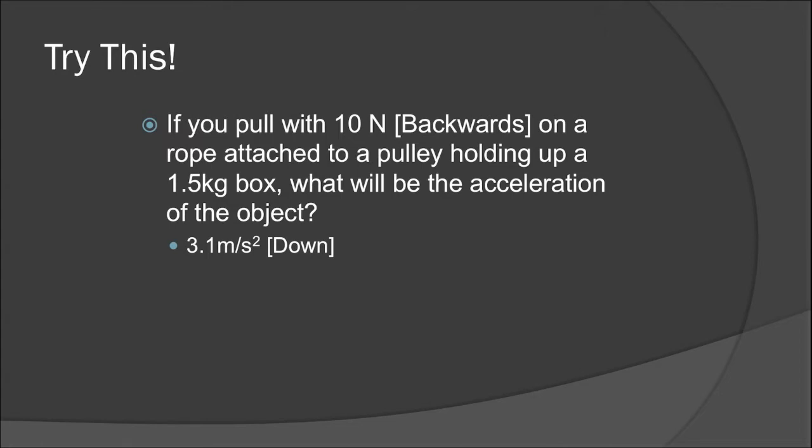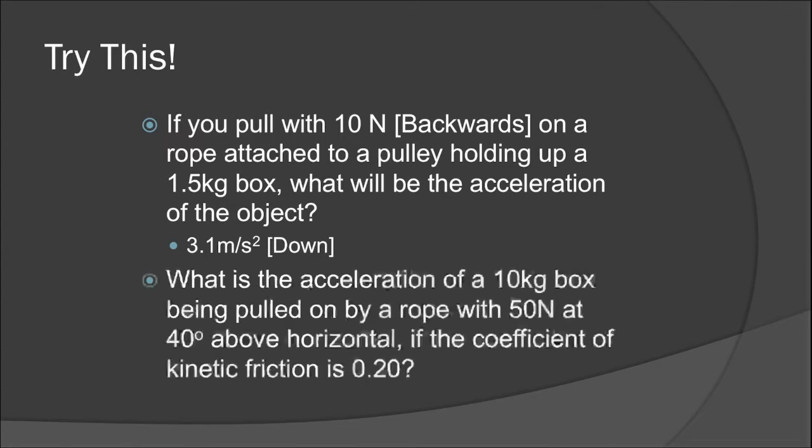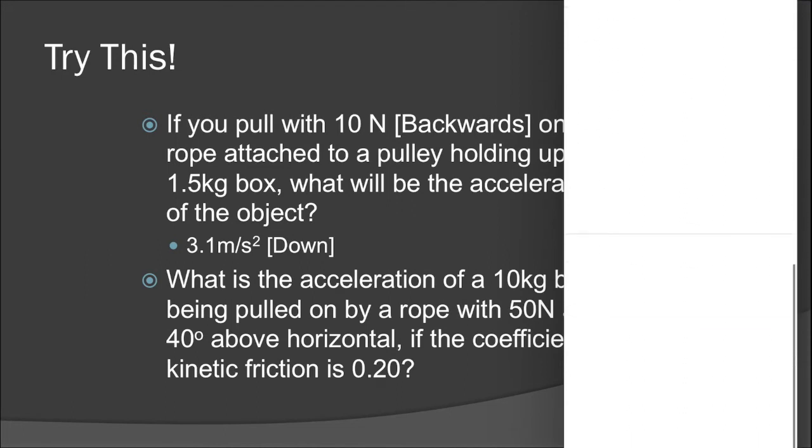So here, let's try another question. What is the acceleration of a 10 kilogram box being pulled on by a rope with 50 newtons at 40 degrees above horizontal if the coefficient of kinetic friction is 0.20? Here, for this question, we do not have any pulleys, we just have a rope involved that is pulling at some angle. So here, like with any other question, we will start by drawing a picture. We have our 10 kilogram box being pulled by a rope at 50 newtons, 40 degrees above horizontal.